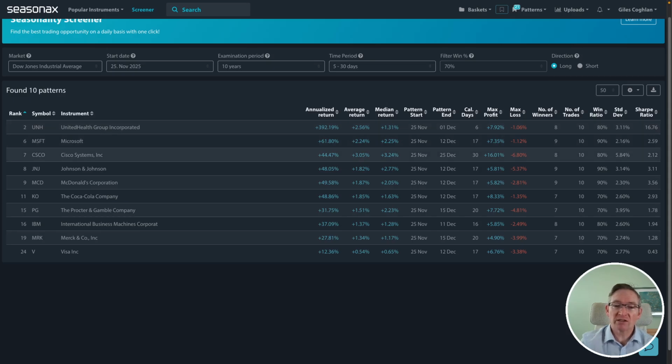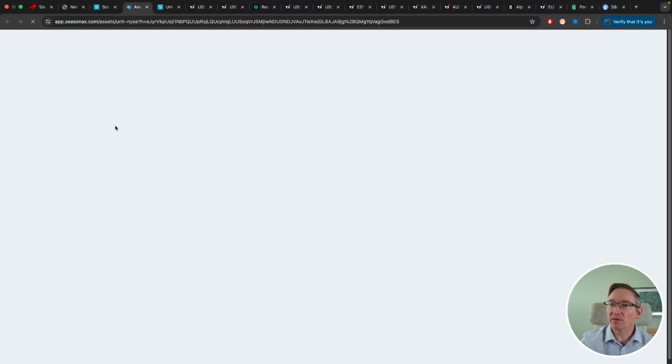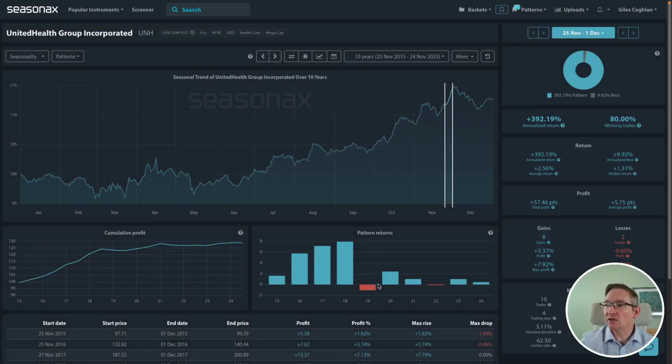So straight away we can see that, looking at this, United Health Group has a relatively low standard deviation, a high Sharpe ratio and a high winning trade percentage. So when we click on it and look at the returns in more detail, we can see the downside is really, really limited. The maximum loss is negative 1.06%, and there have been some steady years over 4%, and over 2% in 1, 2, 3, 4, nearly 5 years.